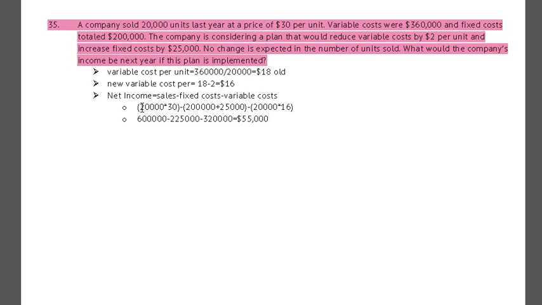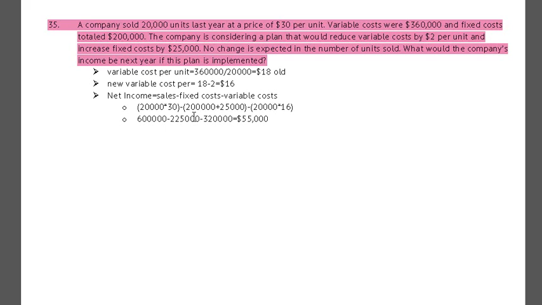So we need to know what our sales are. In here it doesn't state exactly the figure of your sales. You have to calculate it. 20,000 units sold at $30 per unit. That's 20,000 times 30, which gives you 60,000 units. That's our sales.